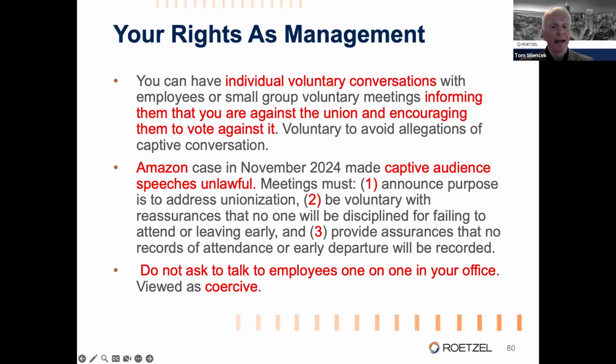So if you're going to have what's called a captive audience speech, there are several factors that are required. Number one, you've got to announce the purpose of the meeting is to address unionization. You've got to say that it's voluntary, with reassurances that no one's going to be disciplined for failing to attend or leaving early. And then you have to provide assurances that no records of attendance or early departure will be recorded. So that is a must if you're going to address your employees about why you don't think that they should be voting for a union.